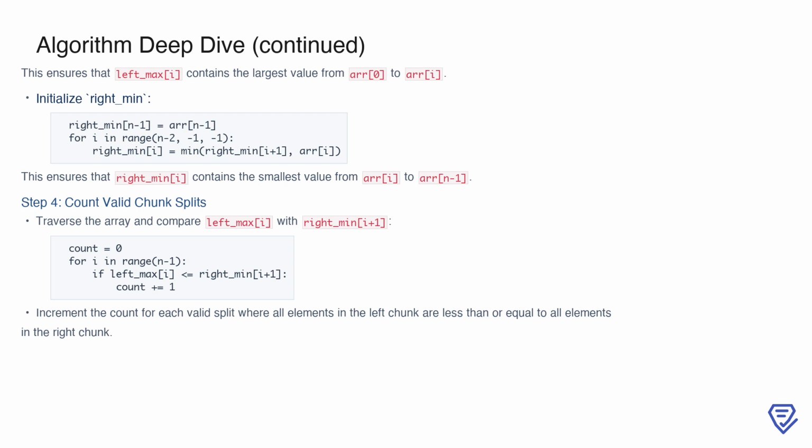With these two arrays, we can now traverse the input array and compare values at each potential split point. Specifically, if the maximum value in the left chunk, given by left_max[i], is less than or equal to the minimum value in the right chunk, given by right_min[i+1], then we know the split is valid. For every valid split, we increment a counter to track the number of chunks we can form.